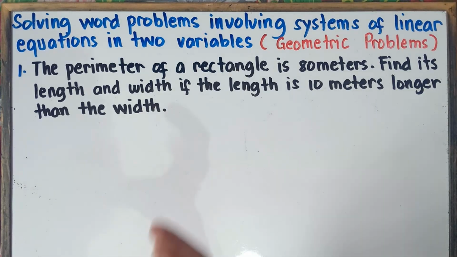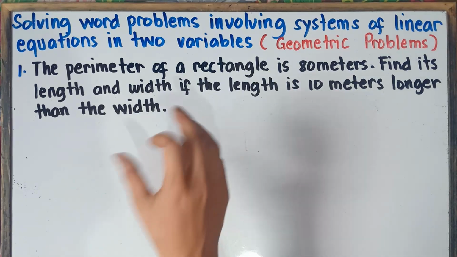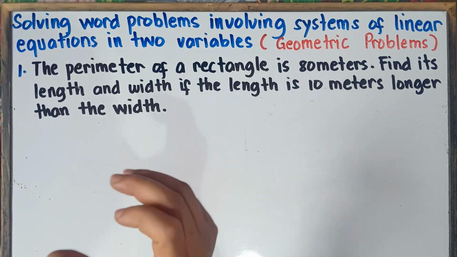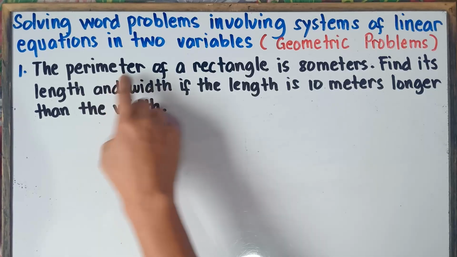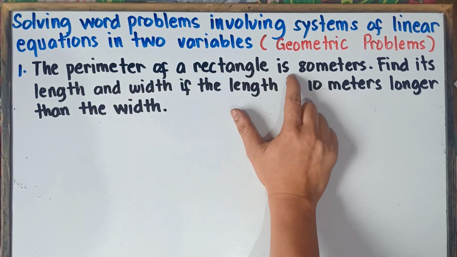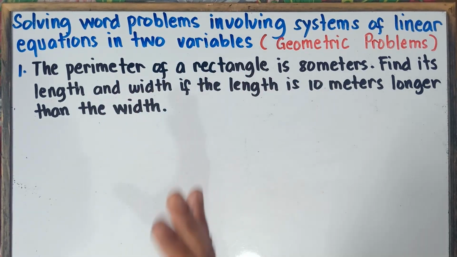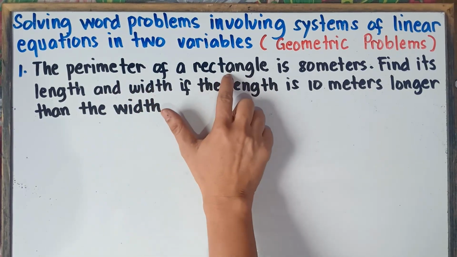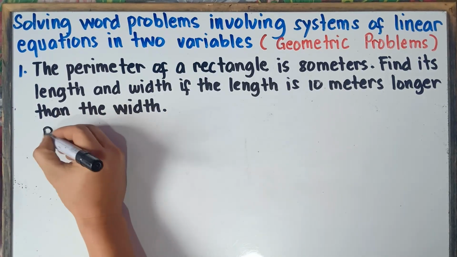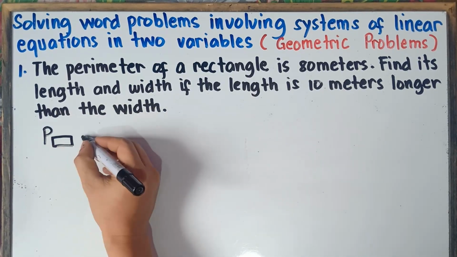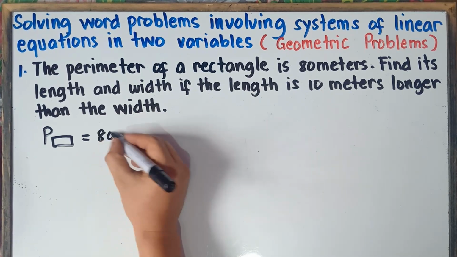Once again, class, if you're dealing with problem solving, the first thing that you need to do is to understand the problem. Let's start with the first statement: the perimeter of a rectangle is 80 meters. Therefore, we have a given perimeter of the rectangle, that would be 80 meters.